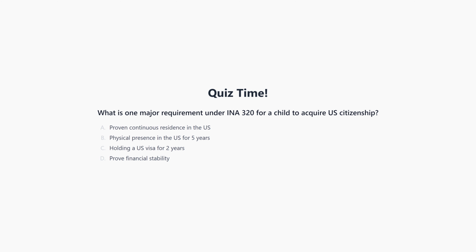It's quiz time. Let's see what you've learned. What is one major requirement under INA 320 for a child to acquire U.S. citizenship? Your options are: proven continuous residence in the U.S., physical presence in the U.S. for 5 years, holding a U.S. visa for 2 years, prove financial stability. You may pause the video now to think about the answer, and then we will discuss the answer in the next section of the video.